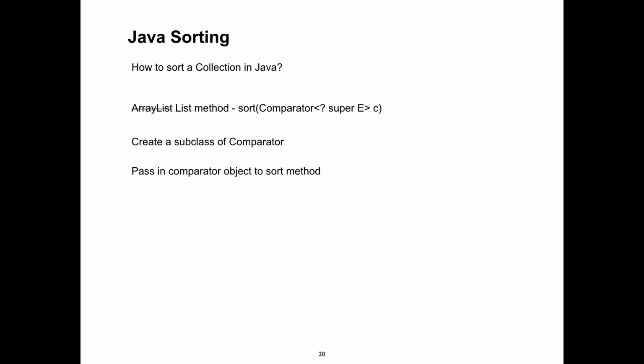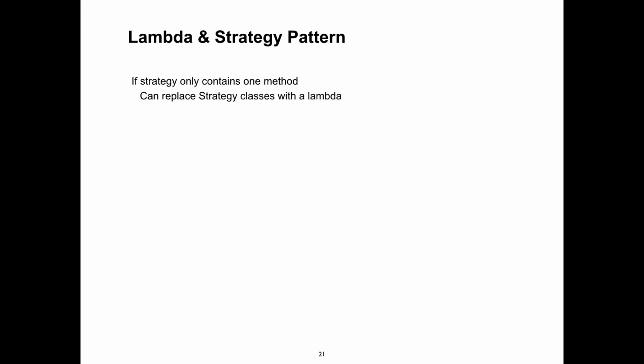And in Java, you give it a comparator. Now we can sort it different ways. Now, if our strategy is small enough, if we're just comparing things, we don't need a full object to do that, right? We can just use a lambda. And now in Java, we can do that. We can just pass in a lambda for the comparator and say, here's how I want to compare these two elements.